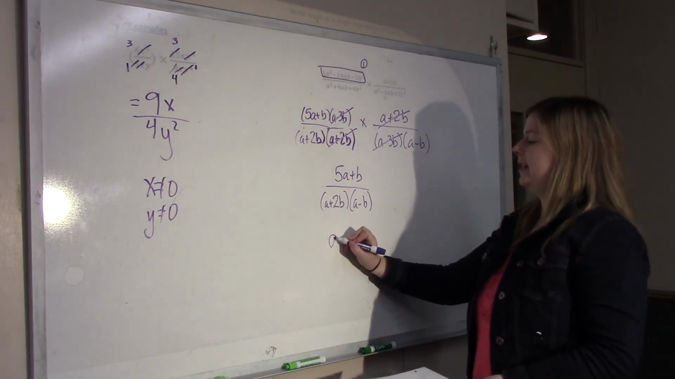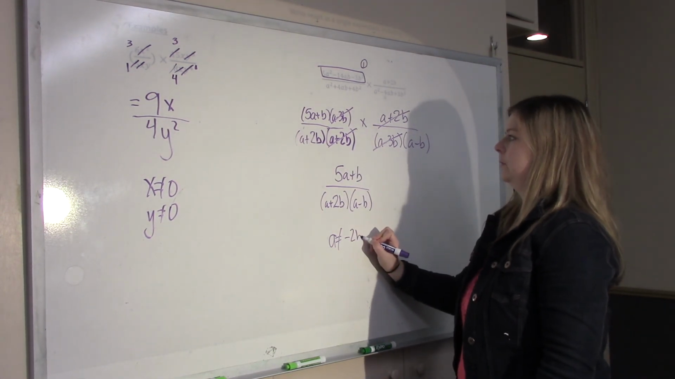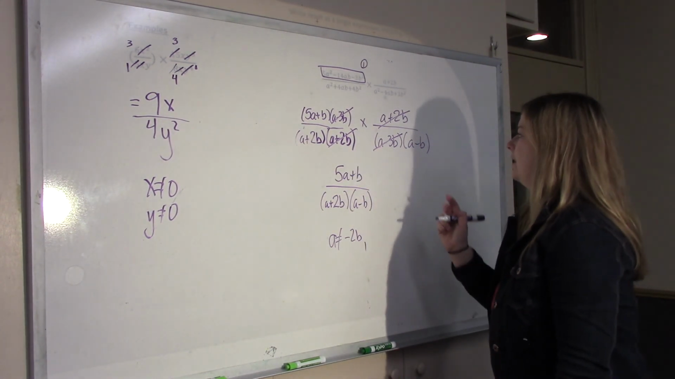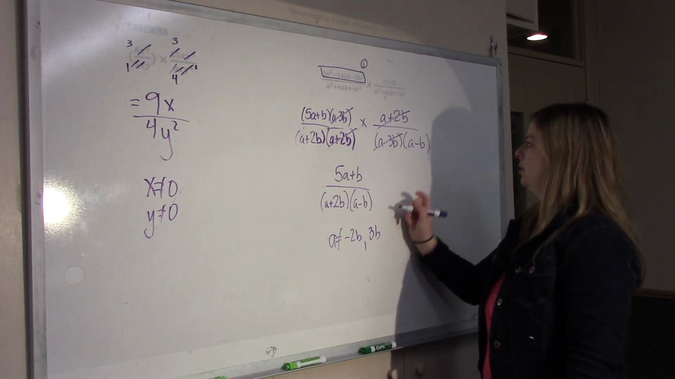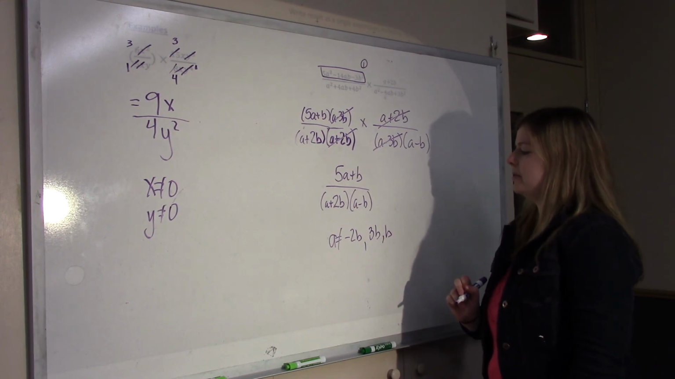Okay, so a cannot equal, in this case, negative 2b, again, negative 2b, positive 3b, or b. Okay? So again, I'm just rearranging for a.